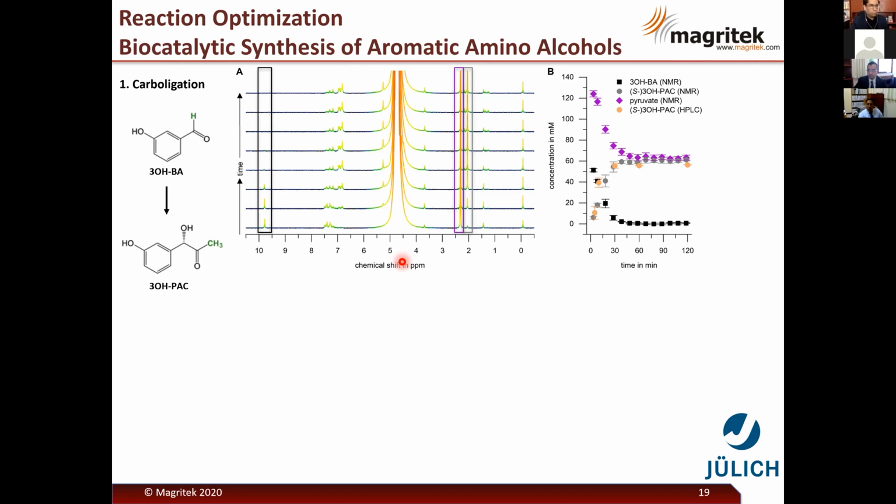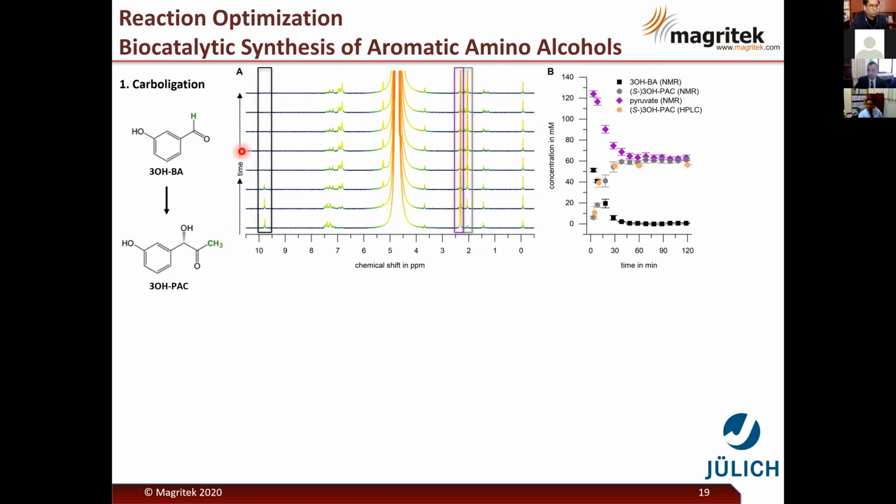This belongs to the water in the buffer that was used in the reaction. But in this example, they did not need to use a solvent suppression since all of the region of interest is well separated from the buffer or the water signal. So in this plot here, we can see the signal boxed in black. This is the diagnostic signal, or the proton signal, in the aldehyde starting material. And as we can see, as time goes on, its concentration decreases.